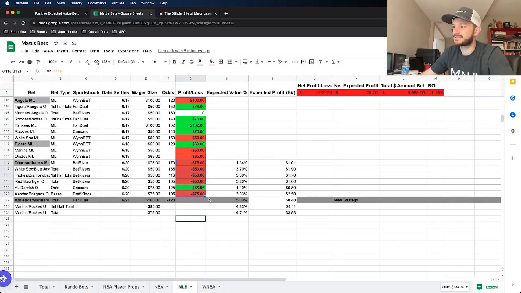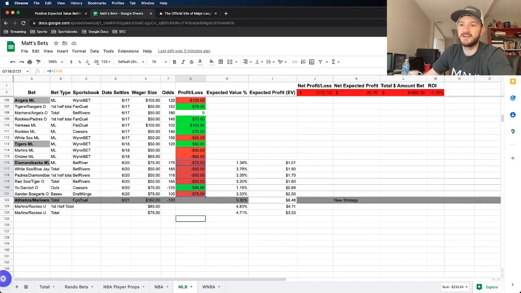I had 6 bets total. I went 1-5, down $230 yesterday, so my hot streak comes to an end with my net profit and loss total now being again back in the negative, about negative 110.